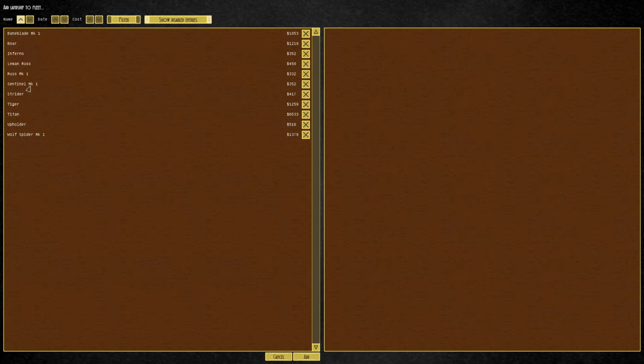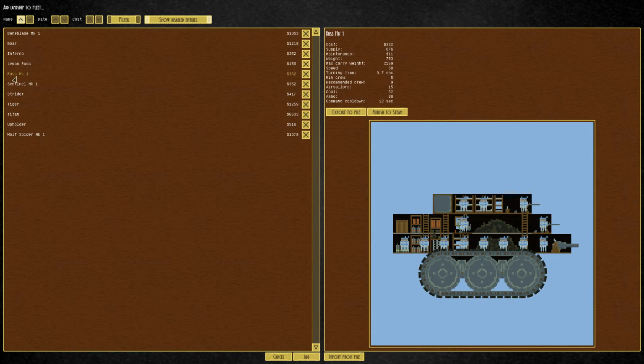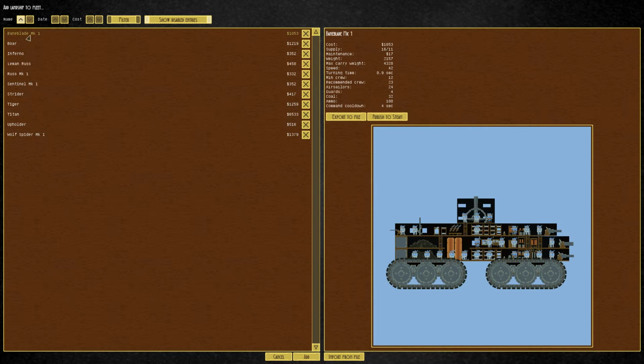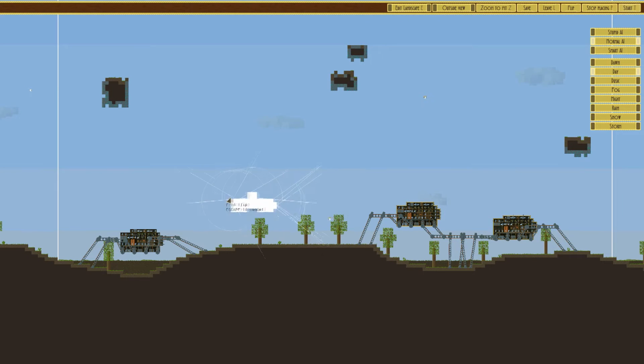We're going to go with, let's see, Sentinels. Okay, the Russ Mark one. No. Okay, so Leman Russ, we could use those, but I think we're going to try the Bane Blade. We're going to use the Bane Blade instead. I am a lot more happy with how this design is overall.